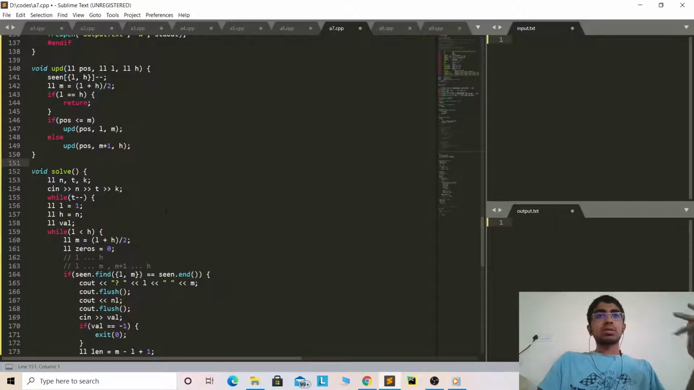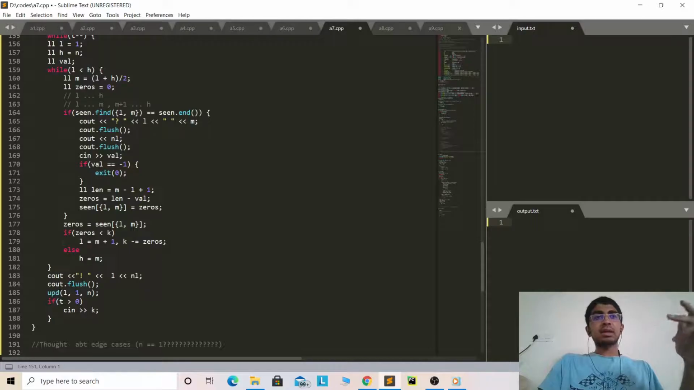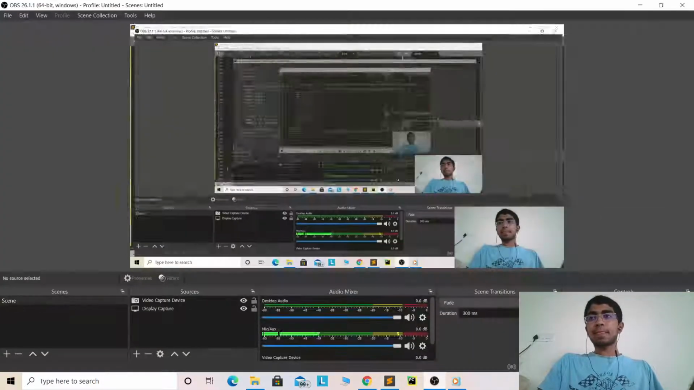So those were the two extra things: caching the answers for the ranges, and updating the value in the suitable ranges. Only those two things suffice for this problem, and it's a pretty straightforward problem actually.